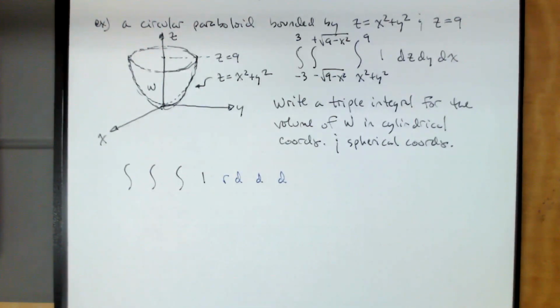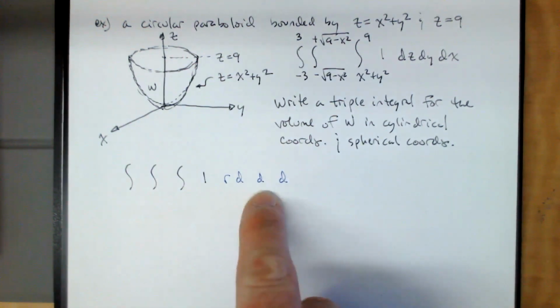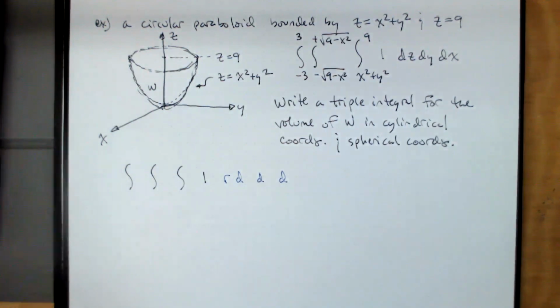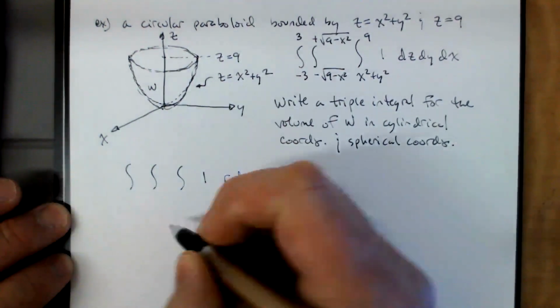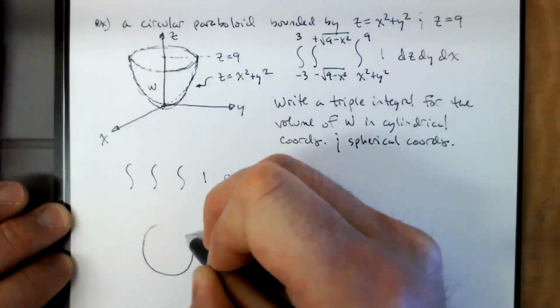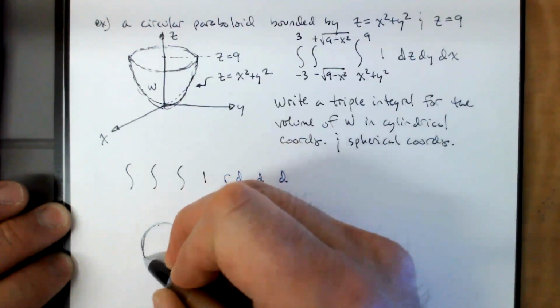So we have a few decisions to make. What's the easiest choice for our constants? What should we open with? What's our first integral? And then that'll tell us what the middle one should be. Let's think about this. It sometimes helps to look from the top down. When we look from the top down at this solid, we see a circle with a radius of 3 centered at the origin. So the top-down view has a circle.